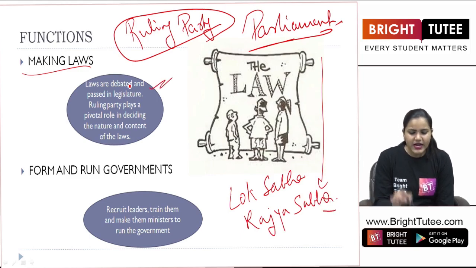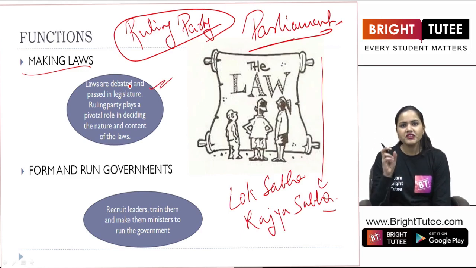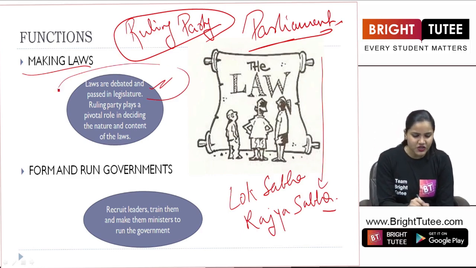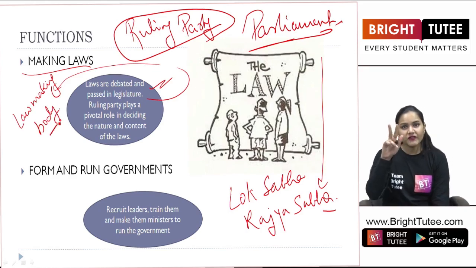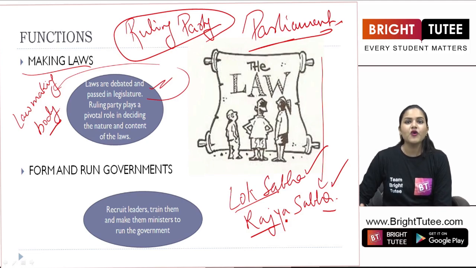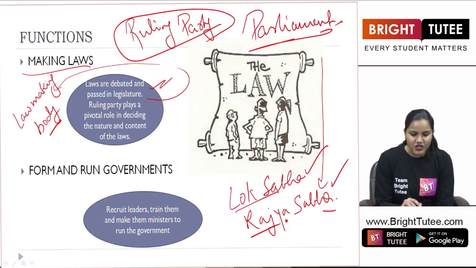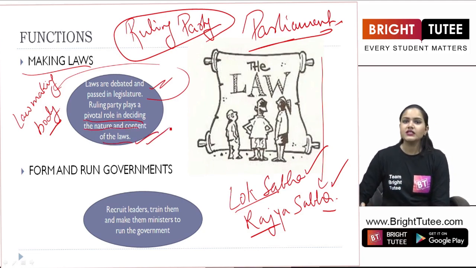So, the laws are debated and passed in the legislature. Again, you are aware of the term legislature here. Legislature here, it means the law-making body. And at the national level, we have the two houses, that is Lok Sabha and Rajya Sabha. So, the members here, they are responsible for passing the laws, for making the laws, right? So, ruling parties play a pivotal role in deciding the nature and content of these laws.